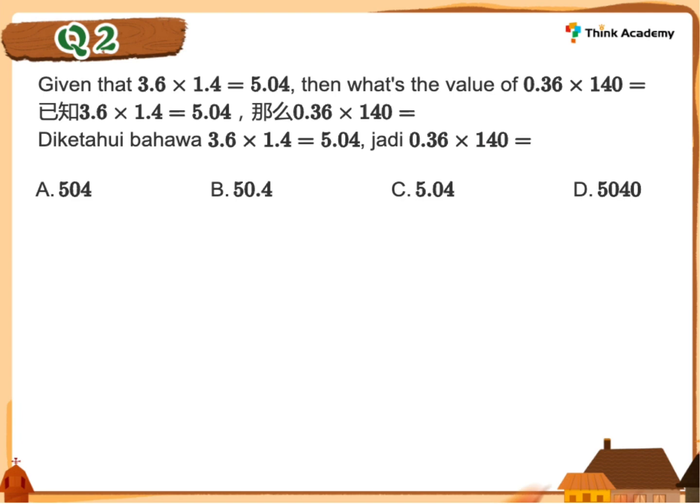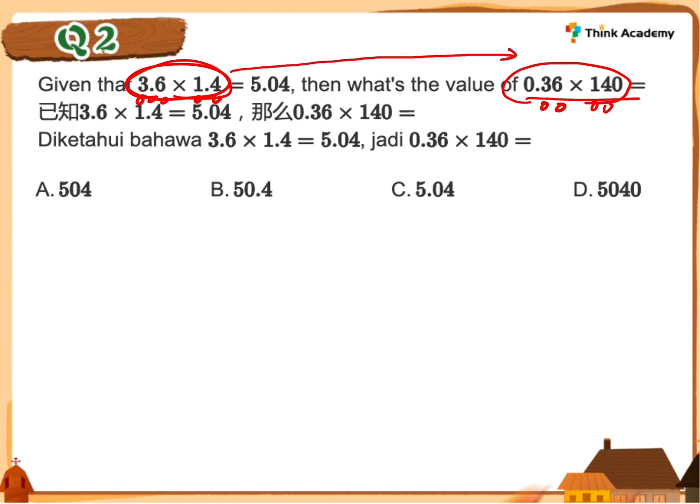And the next question: given that 3.6 times 1.4 is 5.04, what's the value of this formula? Okay, you can find the common thing here: 3, 6, 3, 6, 1, 4, and 1, 4. But the different part is the location of the decimal point, right? So maybe you can do some surgery to make this formula very similar to this formula, right?